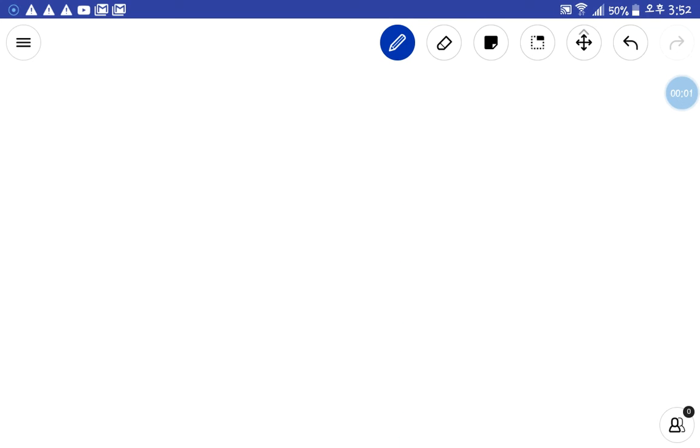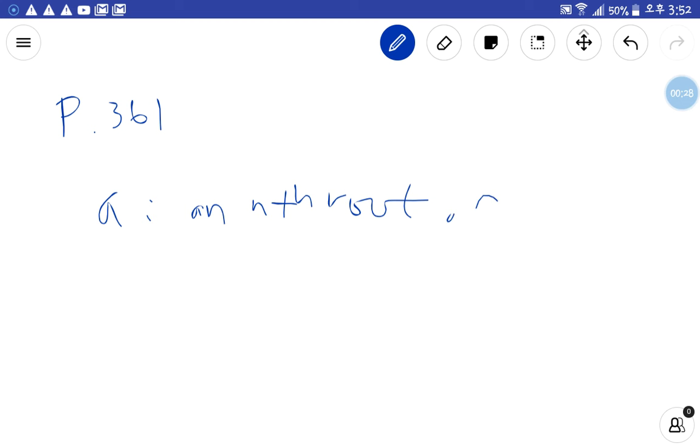In this video, we're going to work on section 6-1 on page 361. So please look at the key concept, the nth root. If a to the nth power equals b, with a and b real numbers and n a positive integer, then a is going to be called an nth root of b when a to the nth power is equivalent to b.